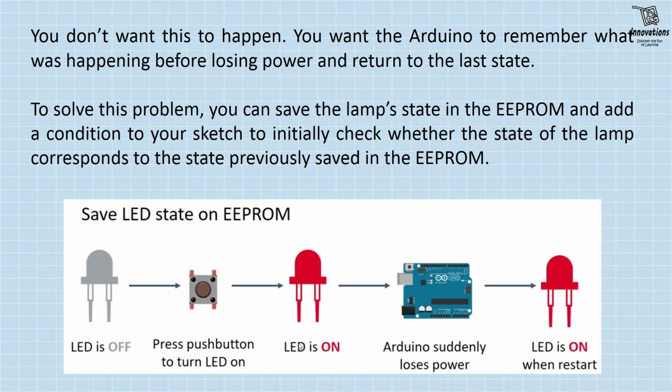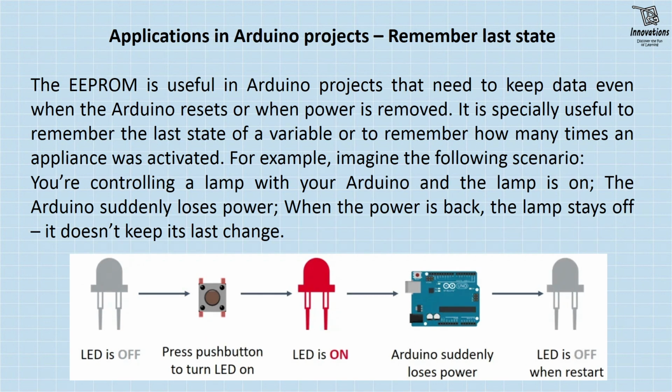To solve this problem, you can save the lamp state in the EEPROM and add a condition to your sketch to initially check whether the state of the lamp corresponds to the state previously saved in the EEPROM. See, here in the graph we have shown the LED is off. We have pressed the push button to turn the LED on.